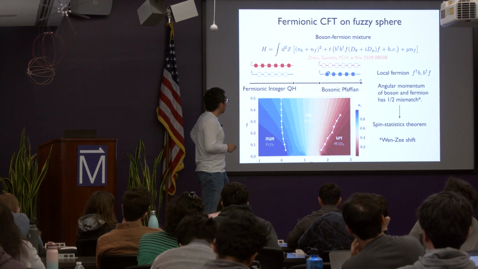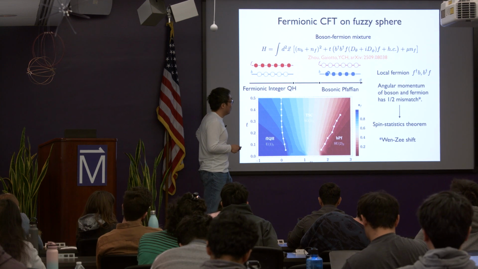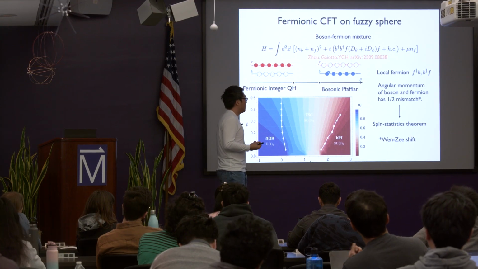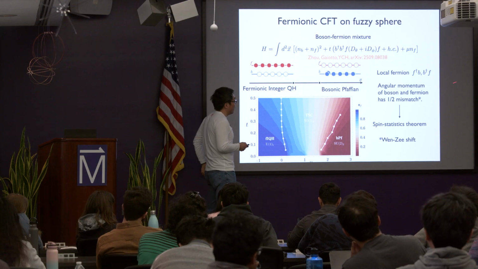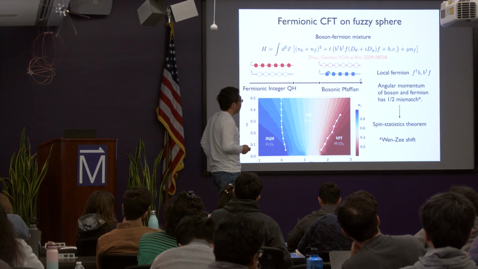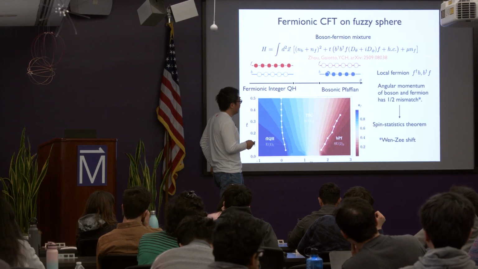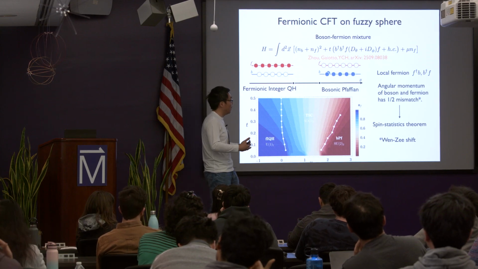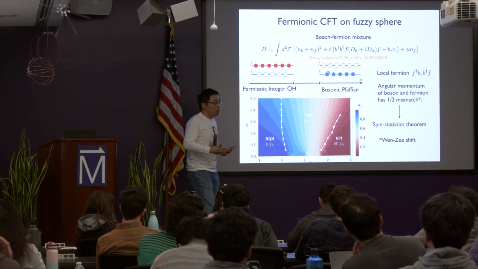So now you can build local fermion terms. By local fermion, I just mean operators that are charge neutral, right? Now this F dagger B or B dagger F, right? This is an operator that doesn't carry any charge, which could, in principle, be part of the set T.